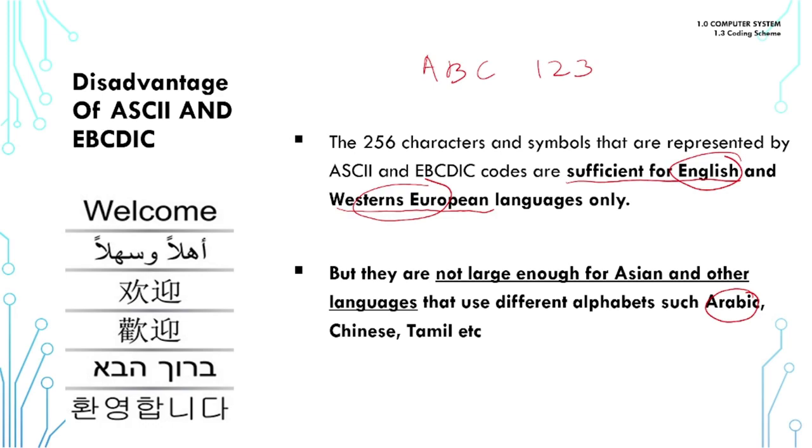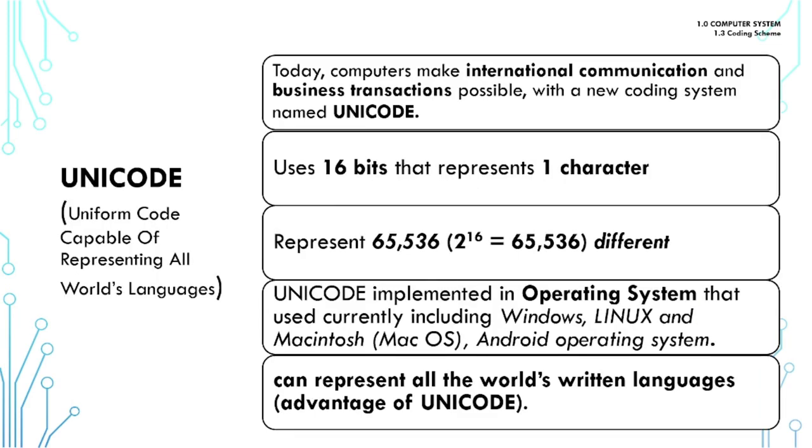So how to overcome this problem? So wujudlah satu yang kita panggil sebagai Unicode. Okay, Unicode, uniform code capable of representing all world's language. Bermaksud Unicode ni dia juga boleh cover untuk A, B, C, 1, 2, 3, all English language semua tu, termasuklah semua bahasa-bahasa yang ada di dalam dunia, termasuklah bahasa-bahasa yang berbentuk simbol yang zaman-zaman kuno tu lah.